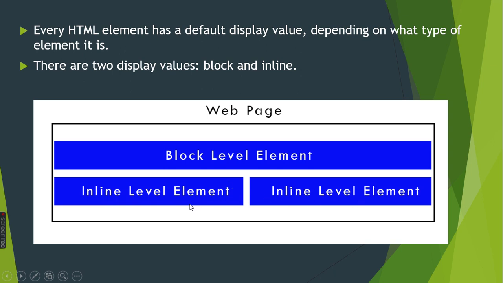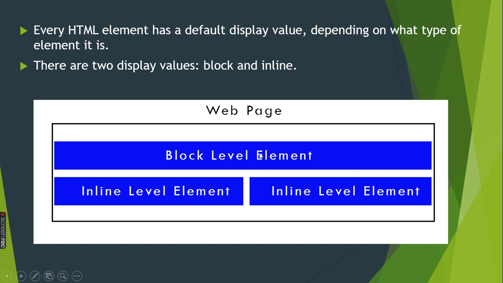Second is, if we are using another inline level element or block level element, it will come next to this inline level element. That means an inline level element allows another inline level element to fit next to it, but a block level element will never allow another element to fit next to it. It will push it to the next line. So this is the main difference.